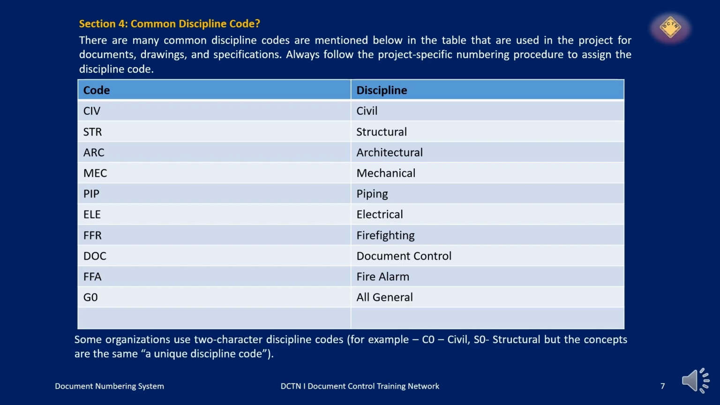Some organizations use two-character discipline codes only. For example, C0 stands for civil, S0 stands for structural. But the concepts are the same. A unique discipline code needs to be assigned for any document.